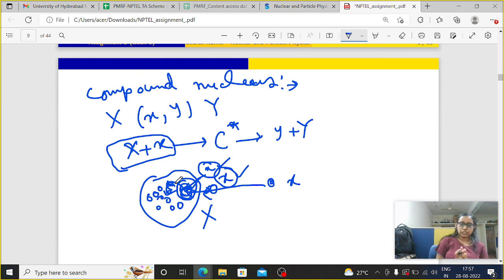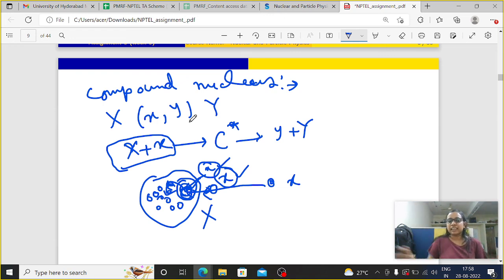So these things we will discuss in the next class. Also, there is the Ghoshal experiment, and there is the Breit-Wigner formula for compound nucleus, and the independence hypothesis is also there for compound nucleus. What is the independence hypothesis? There is nothing to worry about it.